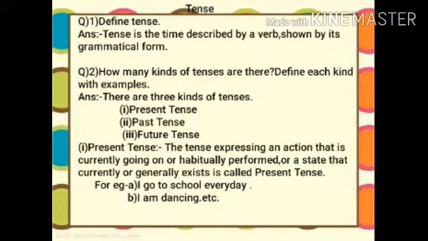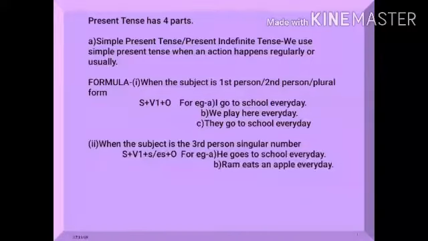After this, we will learn about the forms of present tense. Present tense has 4 parts. Simple present tense or present indefinite tense. It is the first part or first form, you can say. We use simple present tense when an action happens regularly or usually. So formula I have written.